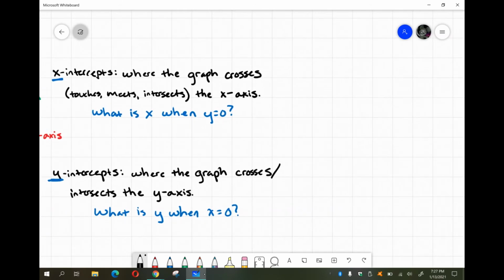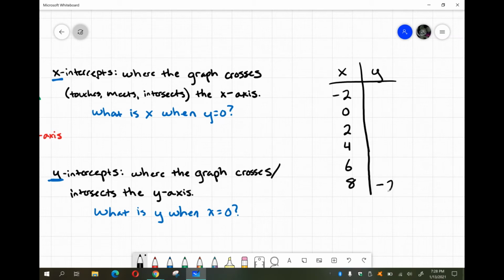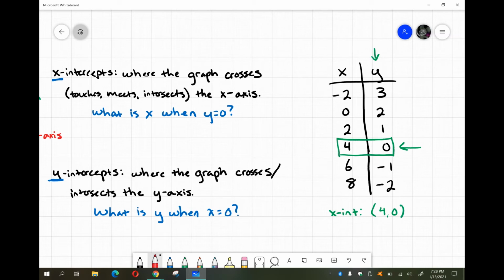Let's say instead of being given a graph, you're given a table. If I want to find the x-intercept, I should think, what is x when the y is 0? So on the y, with our output, I'm going to look to see where is the y 0, which tells me the x is going to be 4 when the y is 0. The x-intercept for this table would be 4, 0.